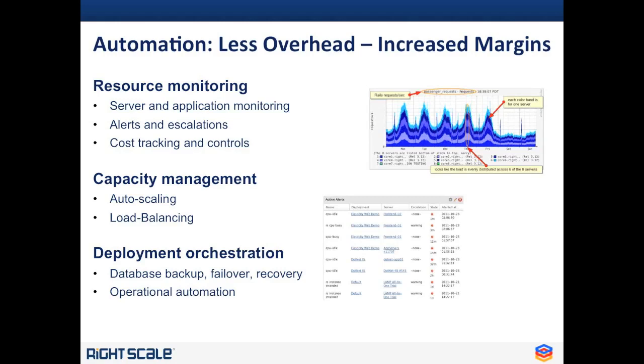Scalability, like I mentioned, is just one of the types of automation that we see. Some of the other areas are Apache not running, or instance not responding, or MySQL not replicating. All of those can also be driven into the automation system and have Apache restarted or have that instance relaunched. All of that stuff is done through the automation system and can be automated to really try to minimize overhead and increase your margins ultimately.